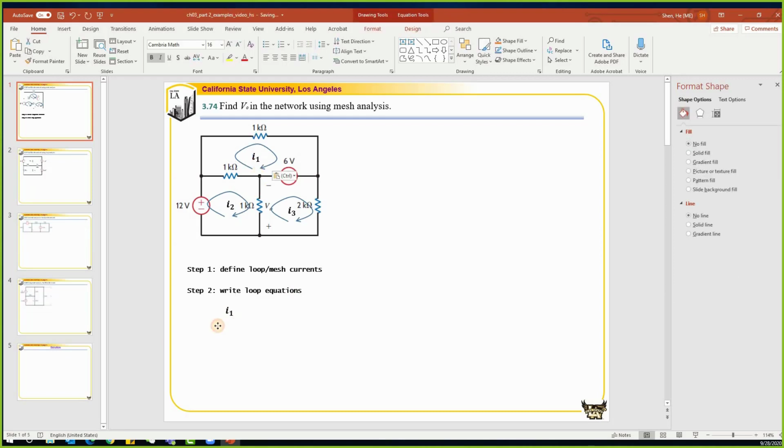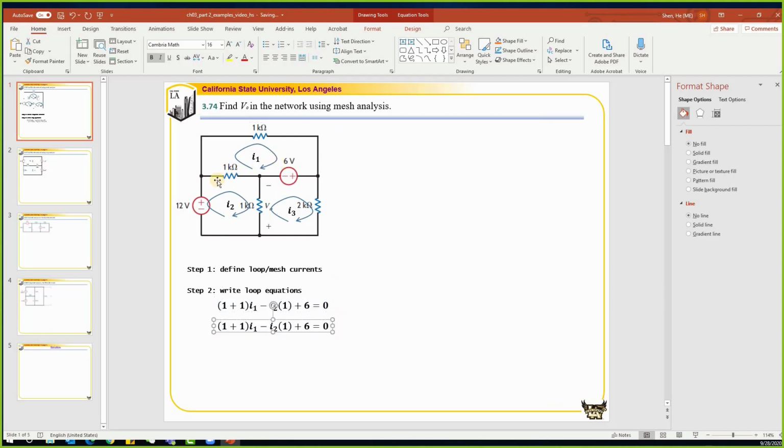For the first loop, we count the voltage drop one by one. So 1 plus 1 times I1. At the same time, we have a minus I2 times 1, right? Minus I2 times 1. At the same time, there is a voltage drop, which is 6 plus 6, that is equal to 0. So this is how we find the first loop equation.